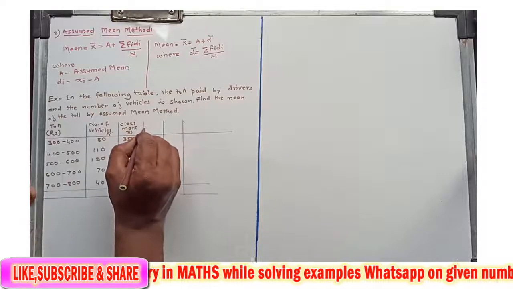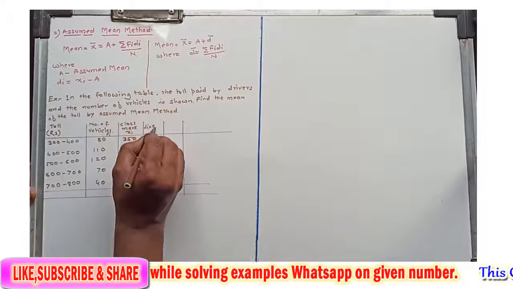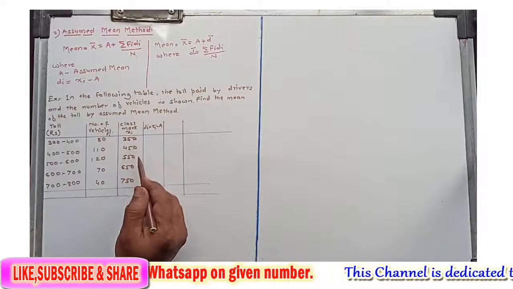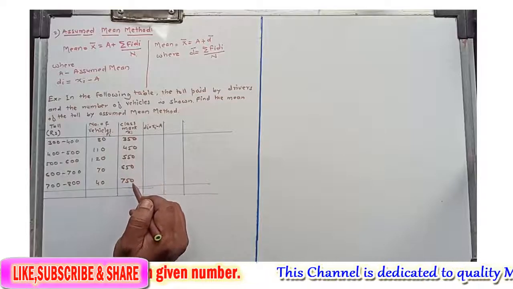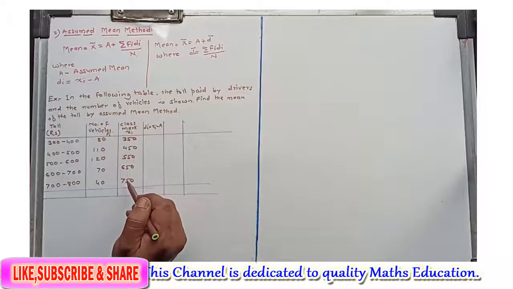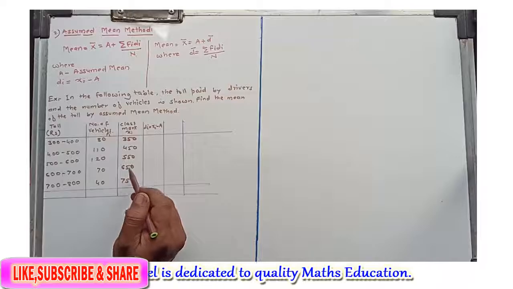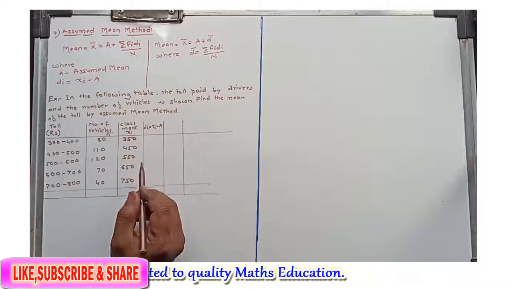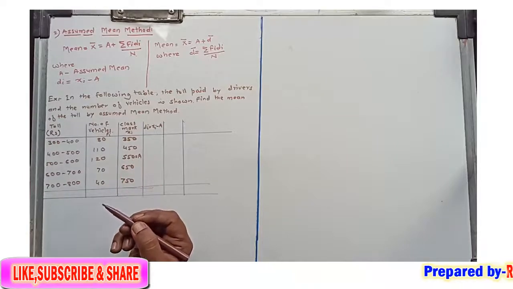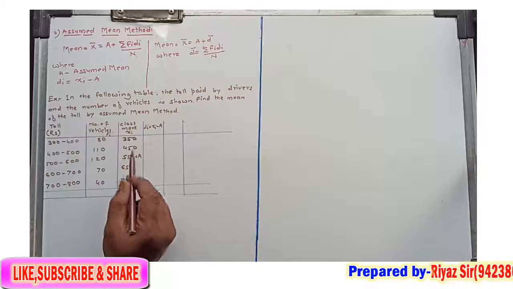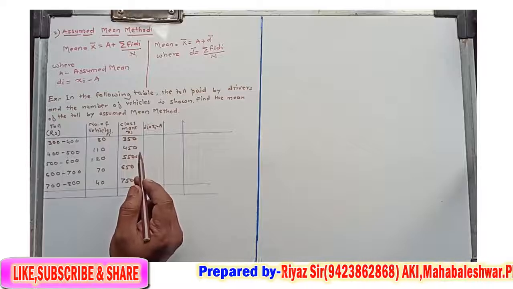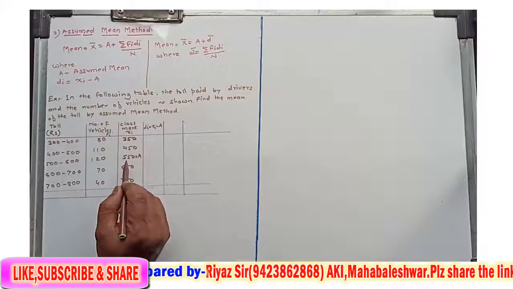After that, find the value for di. Di is nothing but xi minus a. From these class marks 350, 450, 550, 650, and 750, out of these five values consider any one value as the value for a, that is our assumed mean. You can consider any one value. Generally we consider the middle value, so we consider 550 as the value for a. You can take 450, 650, 750, or 350, that is your choice. The answer is the same for any value of a. So here we consider the value for a as 550.